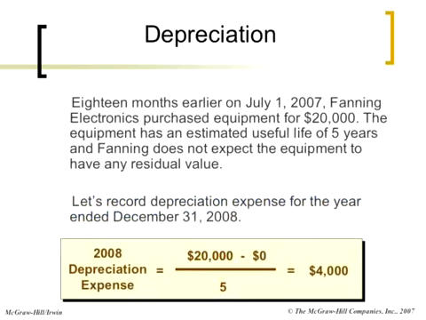Part 1. On January 1st, 2007, Fanning purchased equipment for $20,000 cash. The equipment has an estimated useful life of 5 years and no estimated salvage value. Can you determine the annual depreciation expense for 2008? Part 2. How did you do? The numerator of the equation is $20,000, which is the cost less salvage value, and the denominator is 5, so our annual depreciation expense is $4,000. Now, let's record the adjusting journal entry.